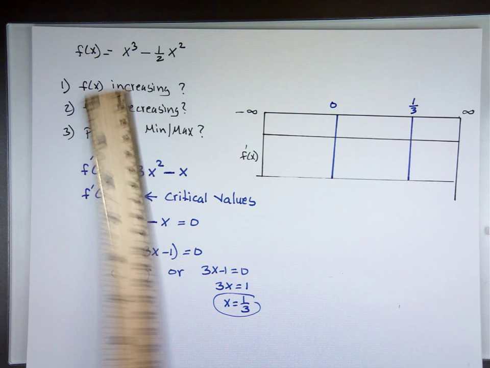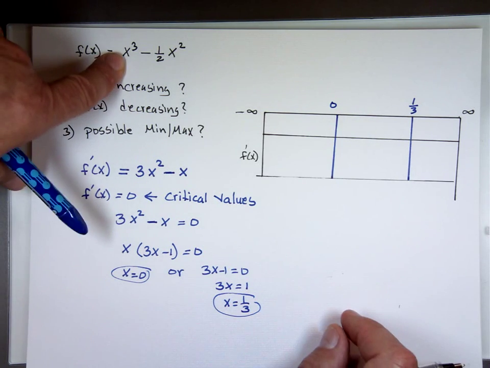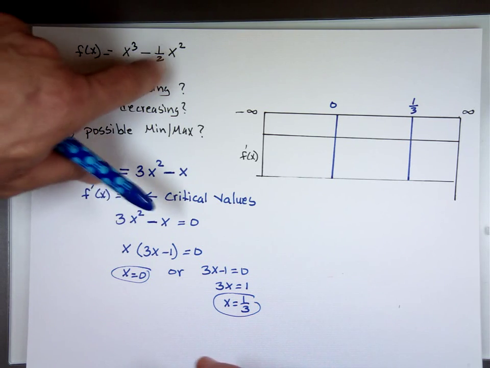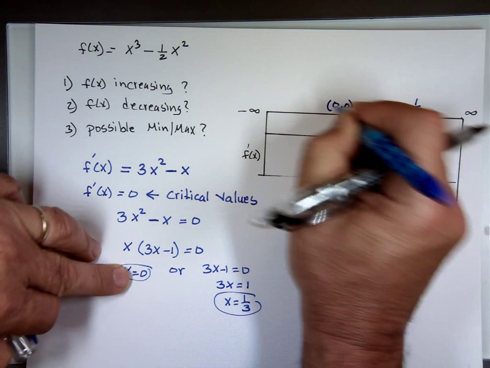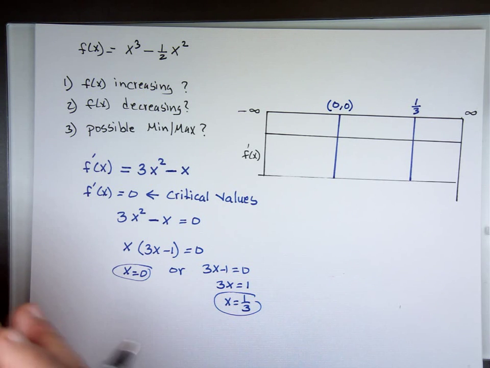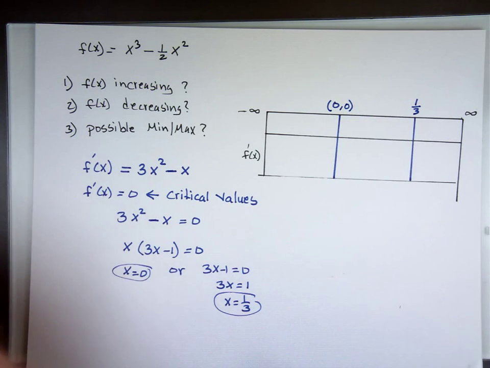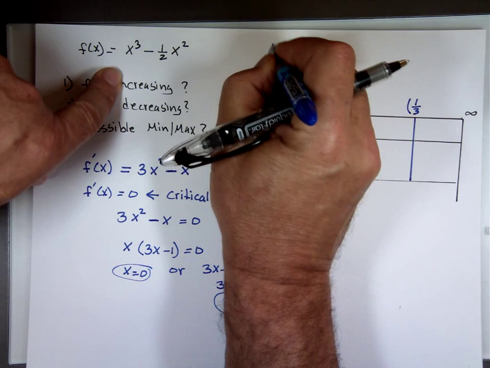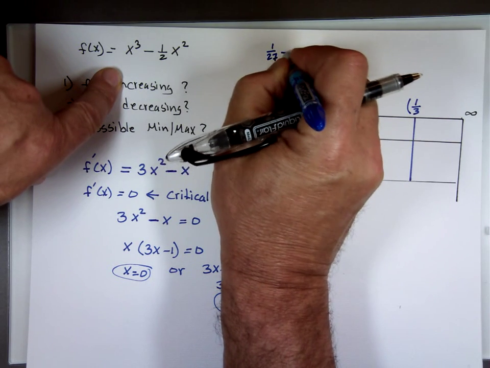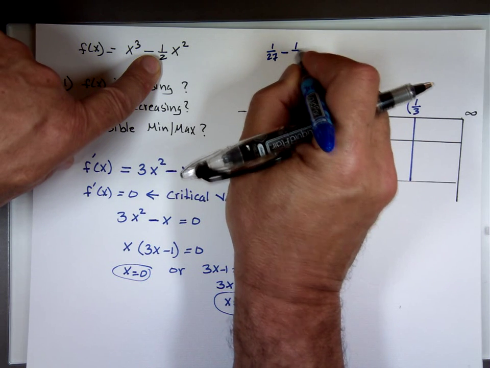And just to practice for the future, I'm going to find the y value when x is 0. When x is 0, what is the y value when you plug it in? Isn't that 0? And when x is 1/3, what's the y value? That's 1/27 minus, what is 1/2 times 1/9? Is that 1/18?